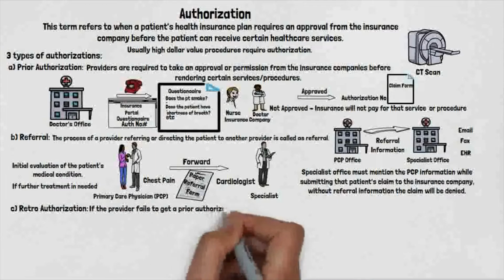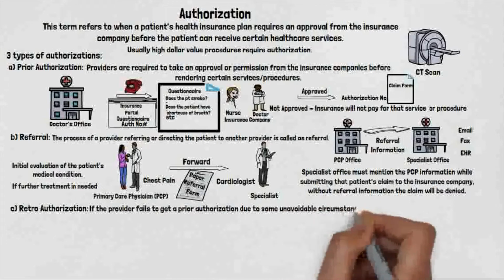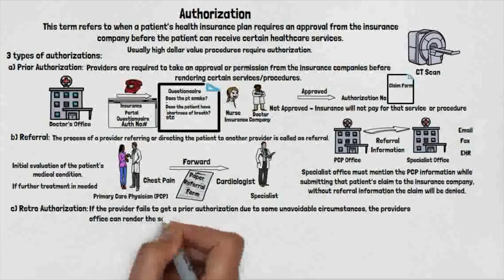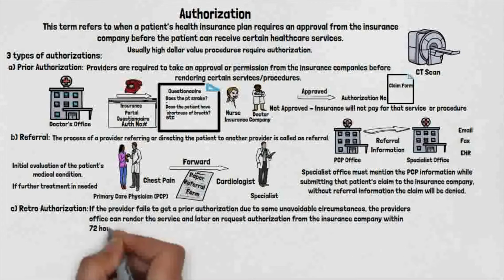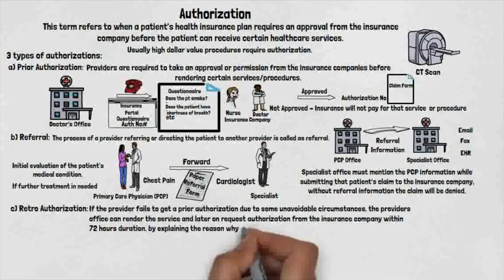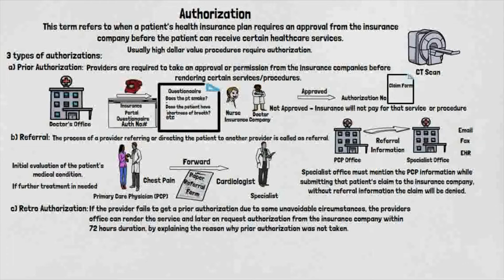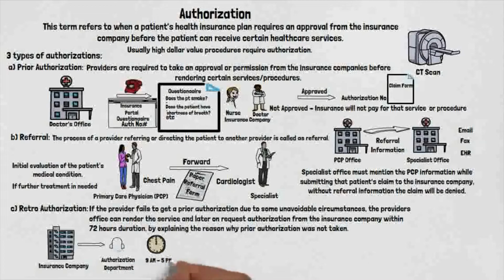Now, the third one is retro authorization. If the provider fails to get a prior authorization due to some unavoidable circumstances, the provider's office can render the service and later on request authorization from the insurance company within 72 hours by explaining the reason why prior authorization was not taken. Now, like all other offices, insurance companies also work from 9 a.m. to 5 p.m. After 5 p.m., the authorization department will not be available.